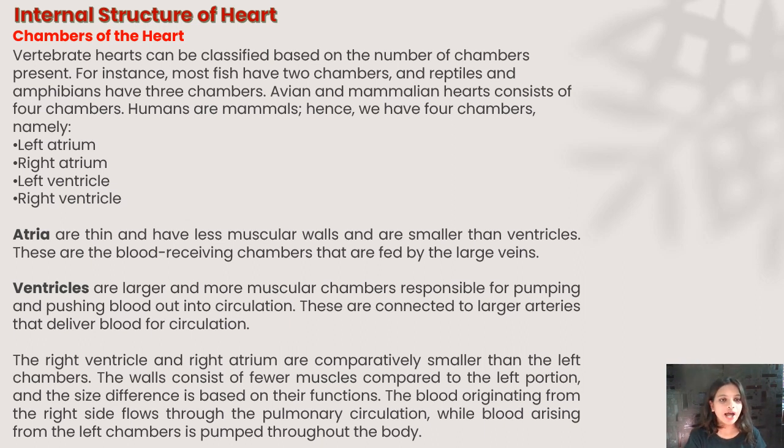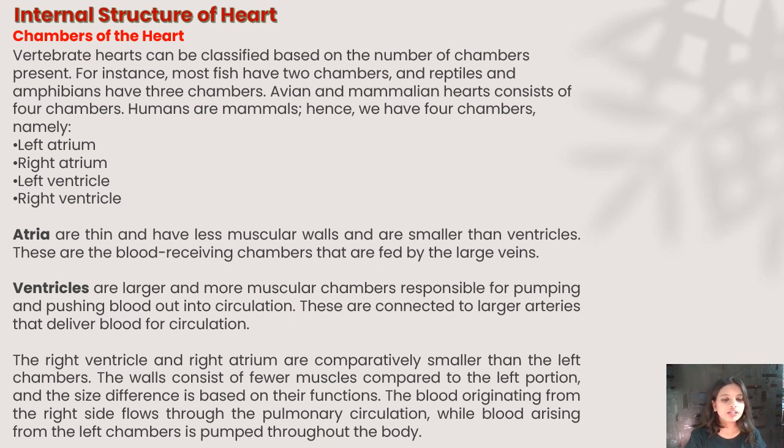First is the atria. Atria are thin, have less muscular walls, and are smaller than ventricles. And these are the blood receiving chambers that are fed by large veins. Ventricles. Ventricles are larger and more muscular chambers responsible for pumping and pushing the blood out into circulation. These are connected to larger arteries that deliver blood for circulation.